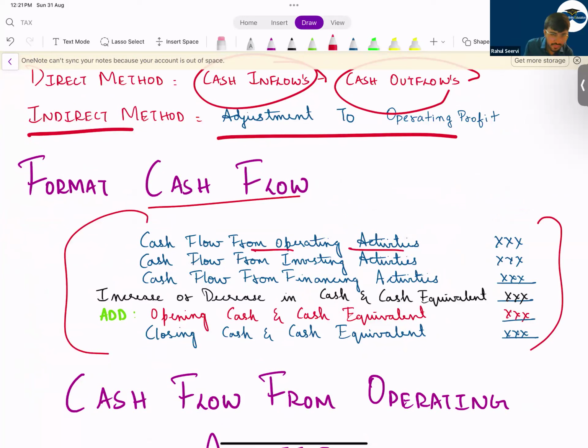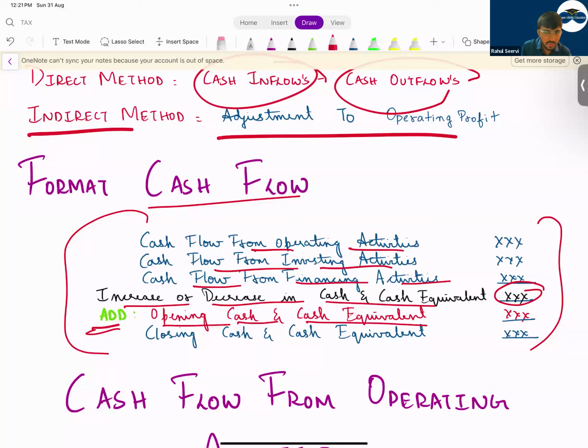Cash flow from operating activities you'll write down. Cash flow from investing activities. Cash flow means what? Inflow minus outflow. Cash flow from financing activity, you will get your net value. Increase or decrease in cash and cash equivalent. So you will do what? Add opening cash and cash equivalent, and you will say what is my closing balance.